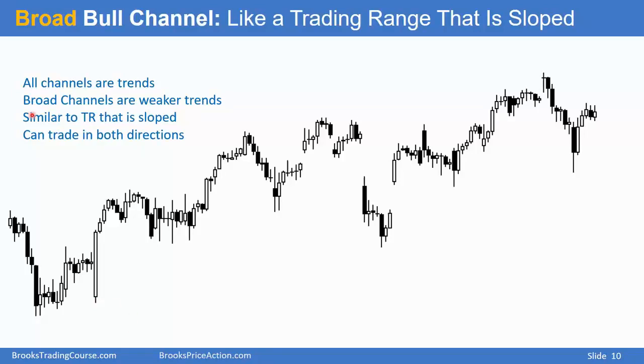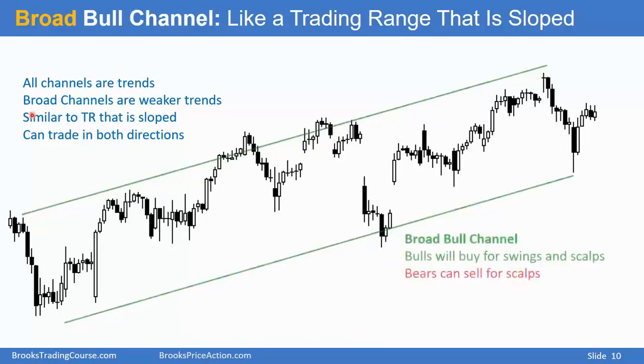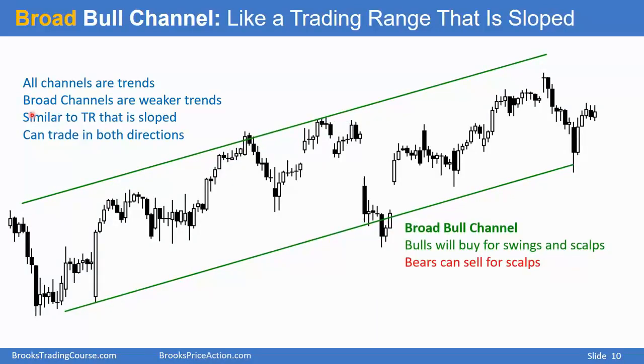So it's always good to be buying. But when the reversals are as deep as they are here, as they are in broad bull channels, bears will sell, knowing that the market will fall far enough for a profit. A broad bull channel, it's similar to a trading range that's simply sloped upward. Bulls can buy for swings and for scalps. Bears, it's usually better only to sell for scalps until you're confident that the market is in a bear trend.